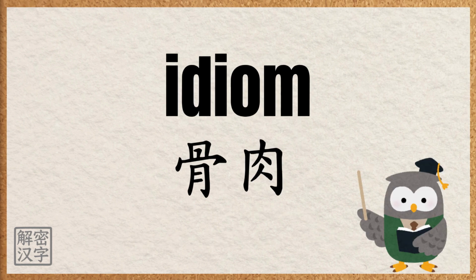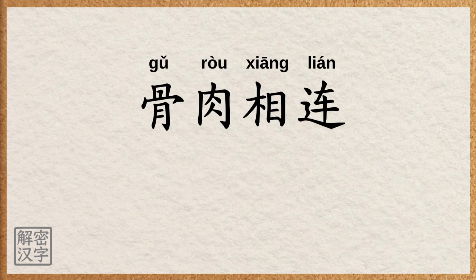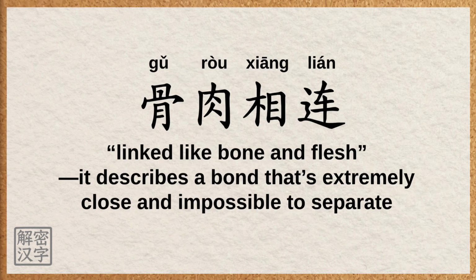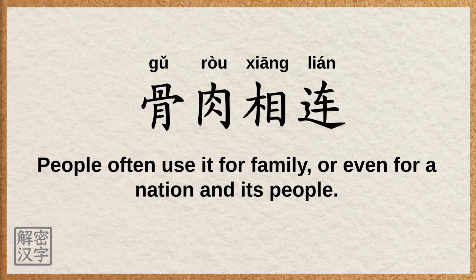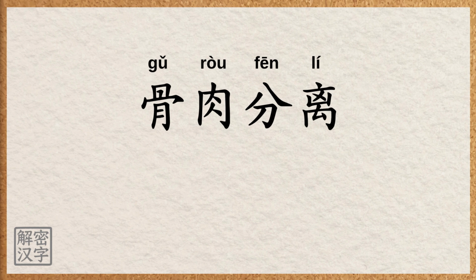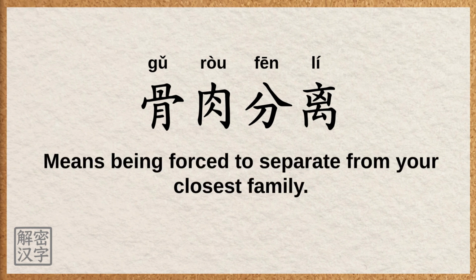Here are 2 common idioms with 骨肉. 骨肉相连 means linked like bone and flesh. It describes a bond that's extremely close and impossible to separate. People often use it for family or even for a nation and its people. 骨肉分离 means being forced to separate from your closest family.